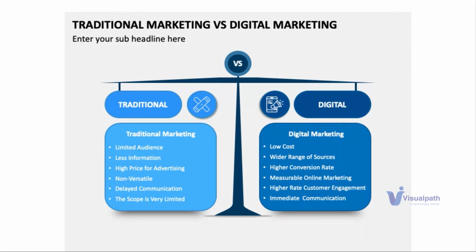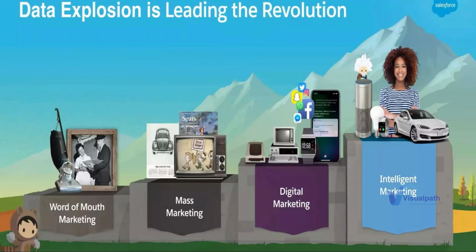Okay. So earlier marketing was done by word of mouth, and next was mass marketing. Next came digital marketing. Now it is intelligent marketing. Intelligence is nothing but personalizing every communication you're sending to your customer. For that reason, we have mentioned it here as intelligent marketing.